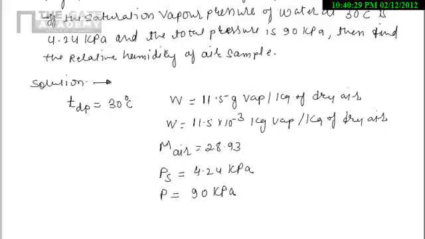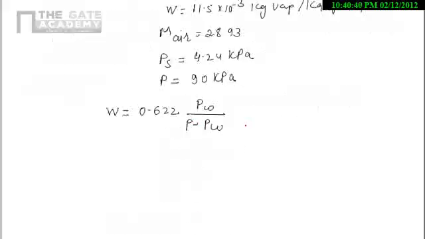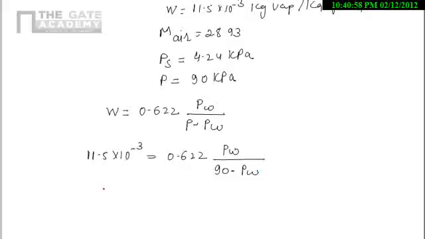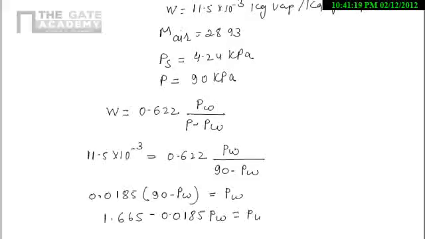Specific humidity is given. We know the specific humidity is 0.622 Pw divided by P minus Pw. So 11.5 into 10 to the power minus 3 equals 0.622 times Pw, which we have to find out, divided by P, which is 90 kilopascal, minus Pw. So we are getting 0.0185 times (90 minus Pw) equals Pw. So 1.665 minus 0.0185 Pw equals Pw.